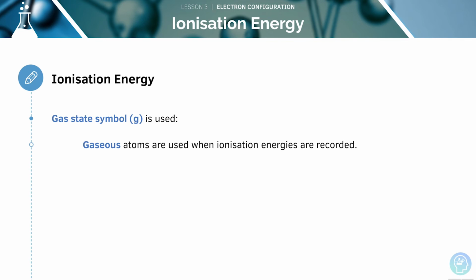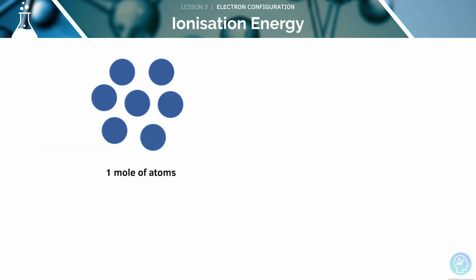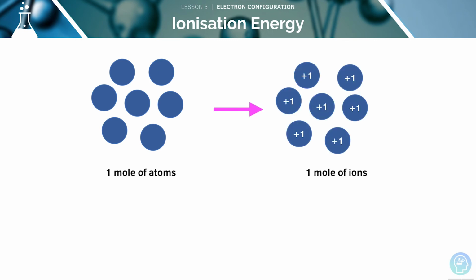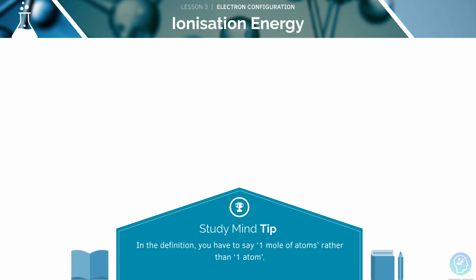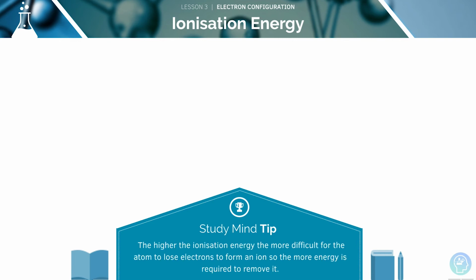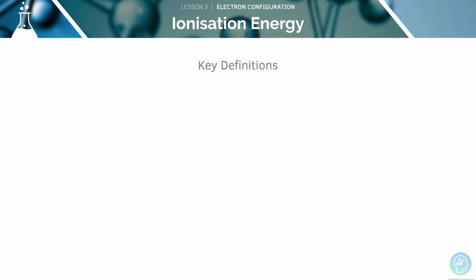It's really important to take note of the state symbols in ionisation energy questions. The gas state symbol is used because gaseous atoms are used when ionisation energies are recorded. Here, we can see that 1 mole of atoms is going to be converted into 1 mole of ions. Remember, we are removing 1 whole mole of electrons from a mole of atoms to form a mole of positive ions. This means that it's really important you remember to use the term 1 mole of atoms in your definition. The higher the ionisation energy, the more difficult it is for an atom to lose electrons to form an ion. This means that more energy is required to remove it.